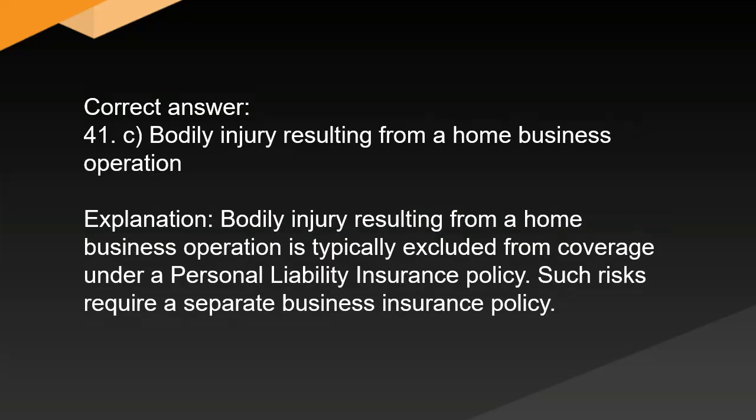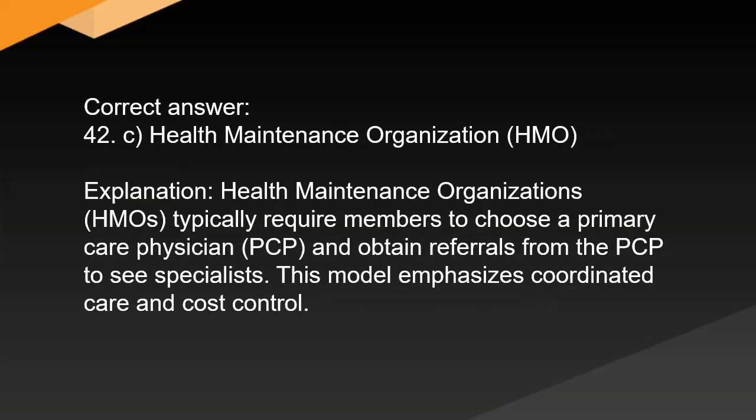Correct answer. C. Bodily injury resulting from a home business operation. Explanation. Bodily injury resulting from a home business operation is typically excluded from coverage under a personal liability insurance policy. Such risks require a separate business insurance policy.